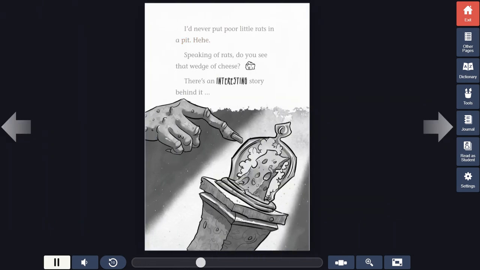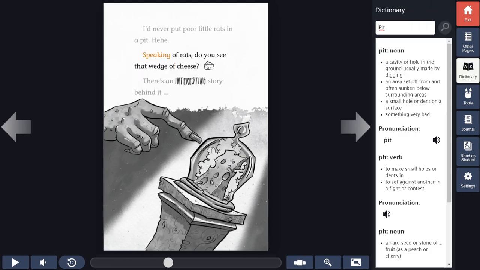So for example, the word pit, I don't think you would know this word. It means, let's find the best one, a small hole or dent on a surface. So basically it is used to catch stuff, like in this case rats.